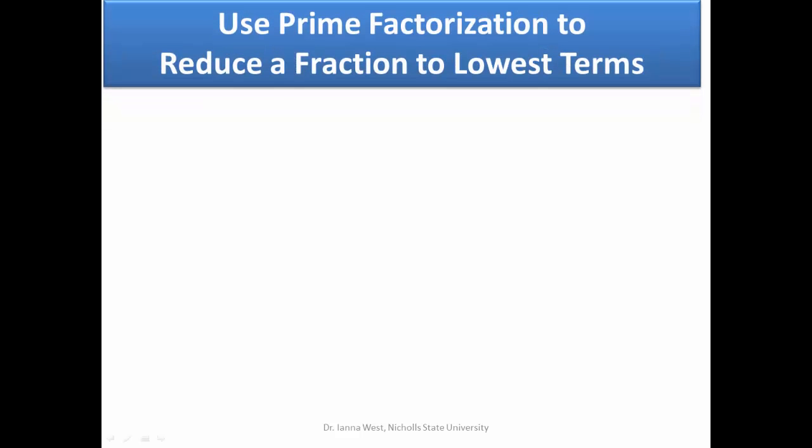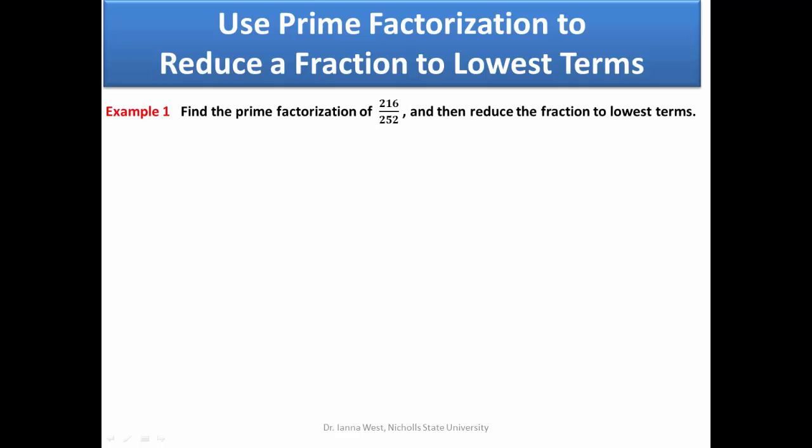We will now use prime factorization to reduce a fraction to lowest terms. In our first example, we will find the prime factorization of 216 over 252, and then reduce the fraction to lowest terms. In essence, finding the prime factorization of the numerator and denominator will allow us to determine the greatest common divisor of the two numbers. This is very useful when the numerator and denominator are large numbers.